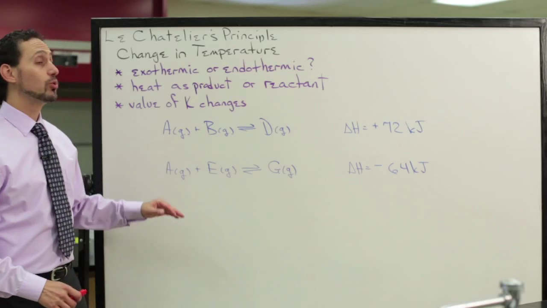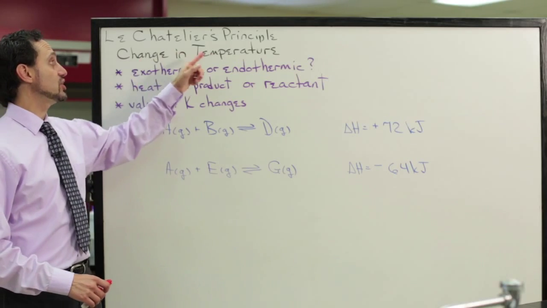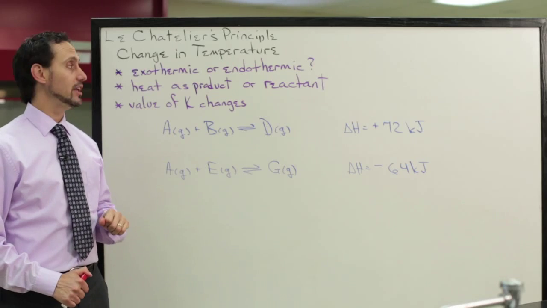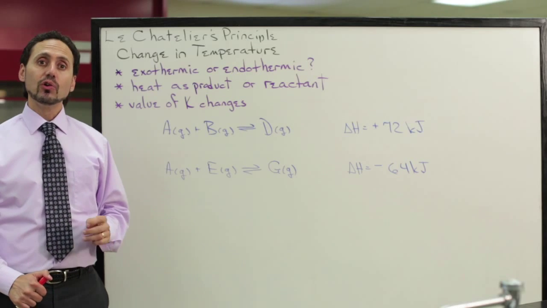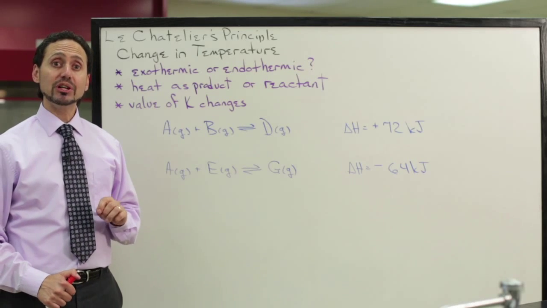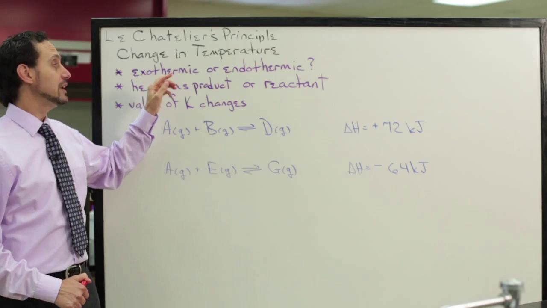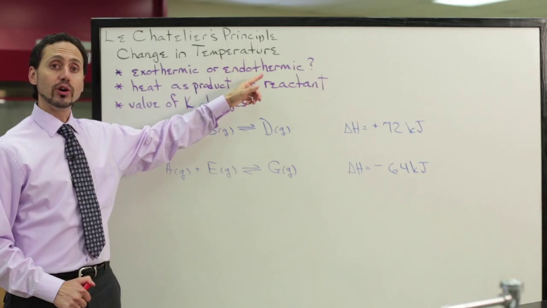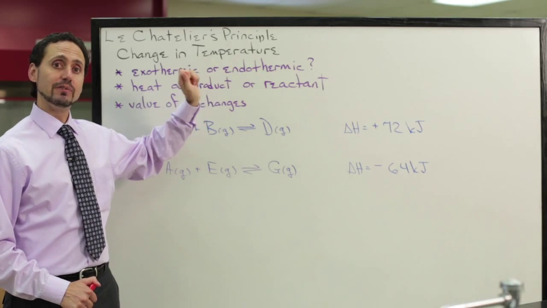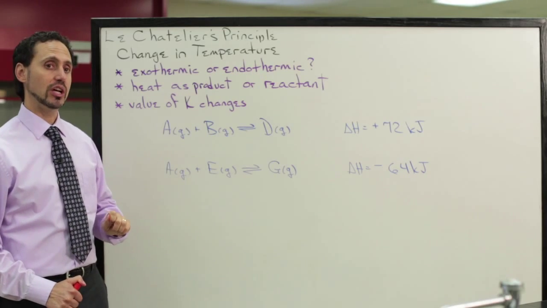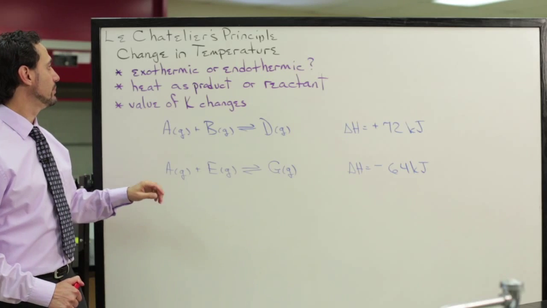In this example, we're going to look at how a change in temperature would affect an equilibrium system. For Le Chatelier's principle, when you're examining changes in temperature, you first have to consider whether the system is an exothermic system or an endothermic system. That's the very first question you need to ask when you're changing the temperature for an equilibrium.